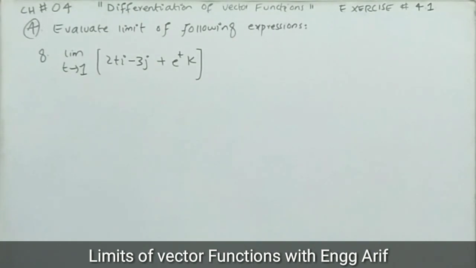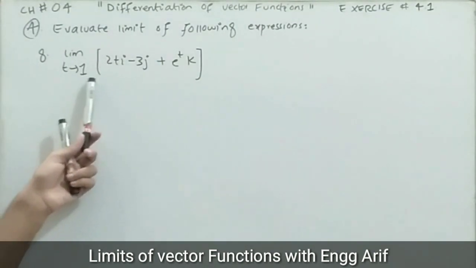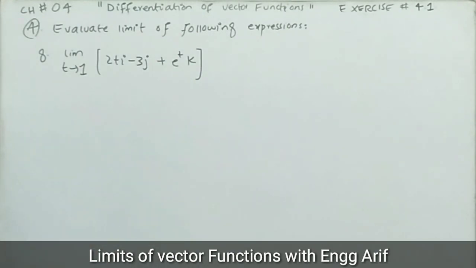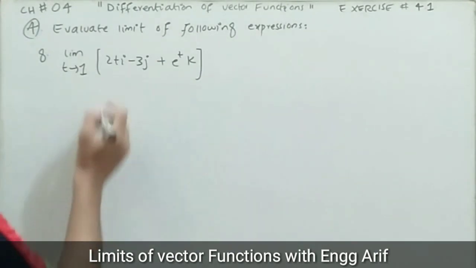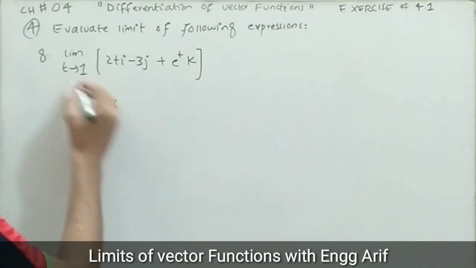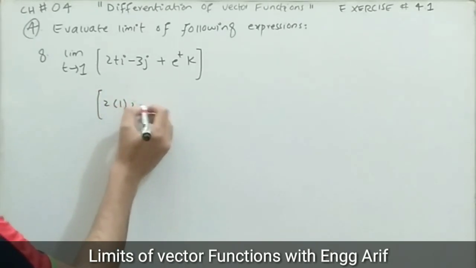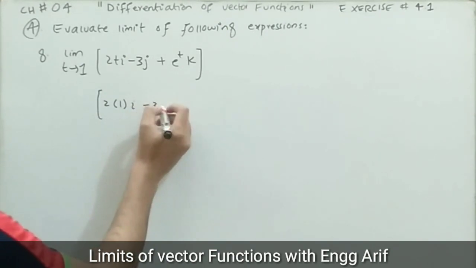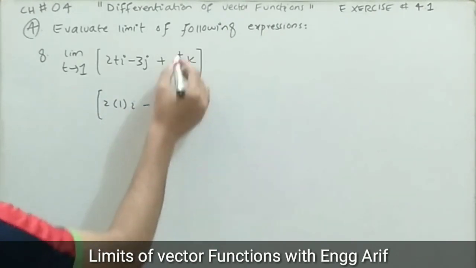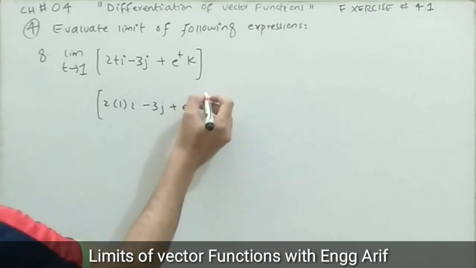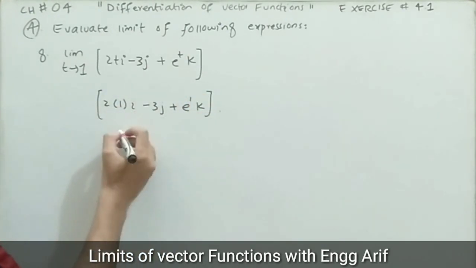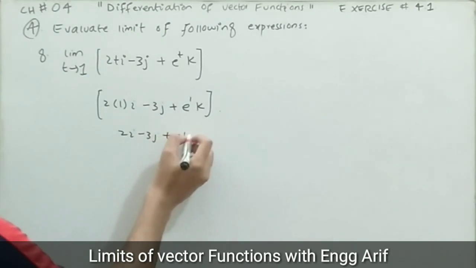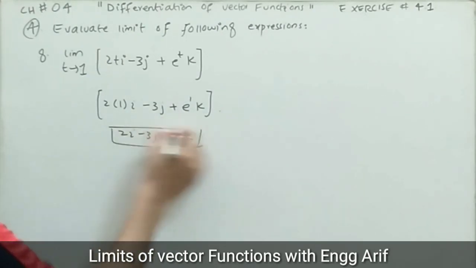Now move toward part number G. Limit t approaches 1, find the value of 2ti minus 3j plus e power tk. This is a very simple limit. By directly applying the limit, it becomes 2 into t. T is 1, so it becomes 2 into 1i. Over here we have negative, not plus, minus 3j and plus e power t. T is 1, so e power 1k. So 2 multiply 1 gives us 2i, it becomes minus 3j, and it becomes plus ek. So this is actually the required result.